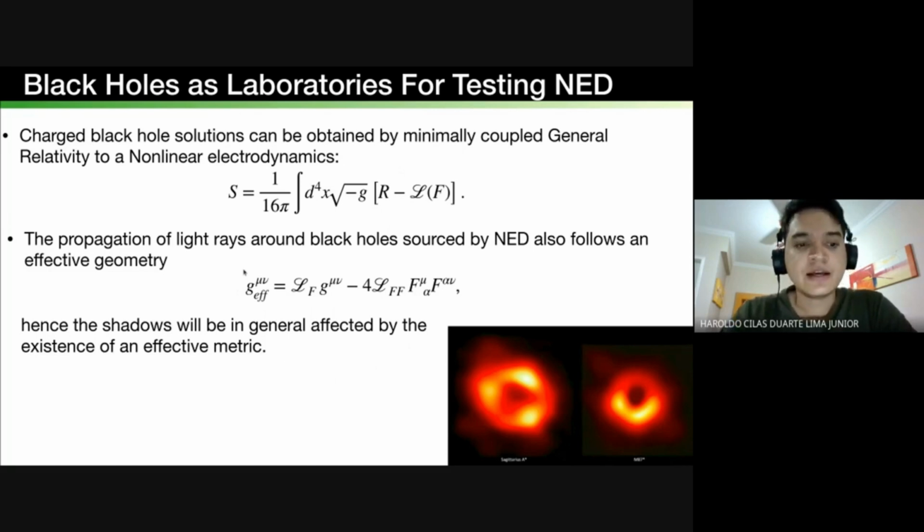And again, these light rays are going to follow these different geodesics, and this can modify the shadow and the gravitational lensing of such black holes sourced by nonlinear electrodynamics. So we can use black holes as laboratories for testing nonlinear electrodynamics, for instance, by observing their shadows.